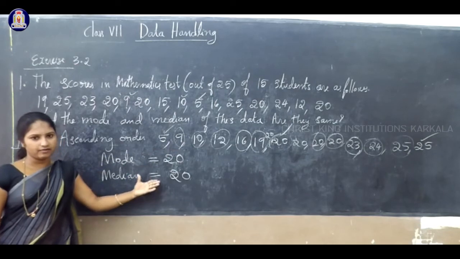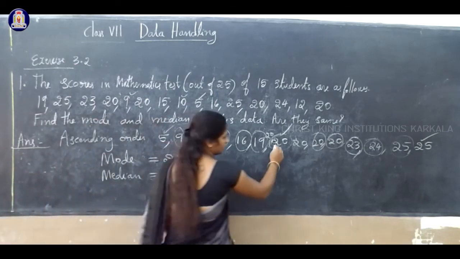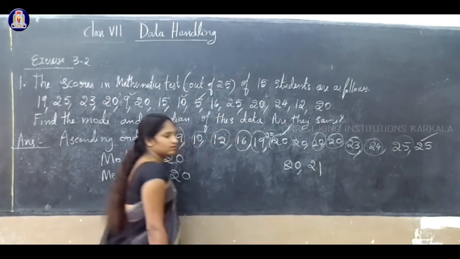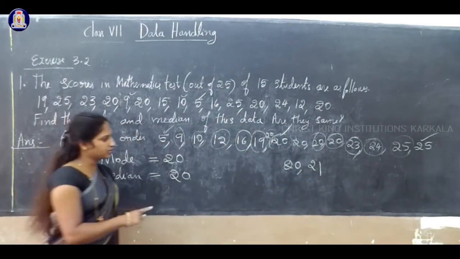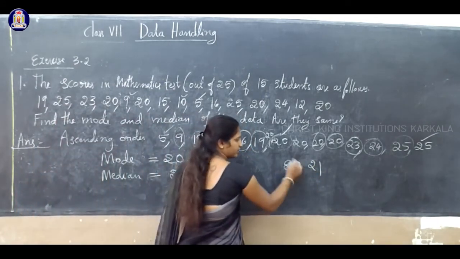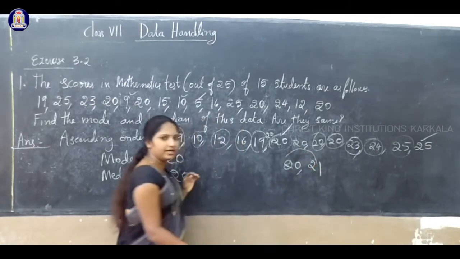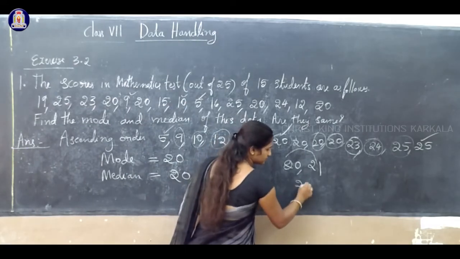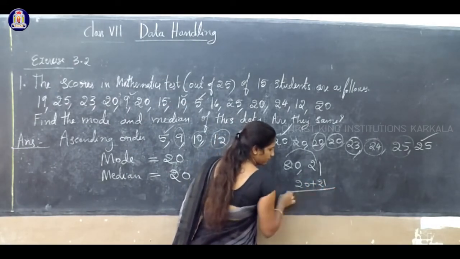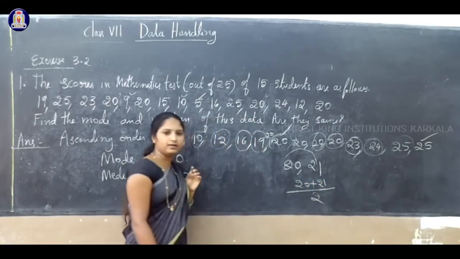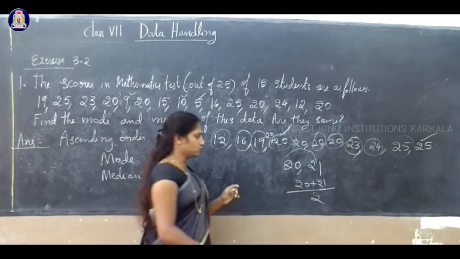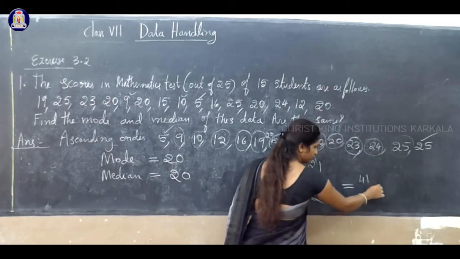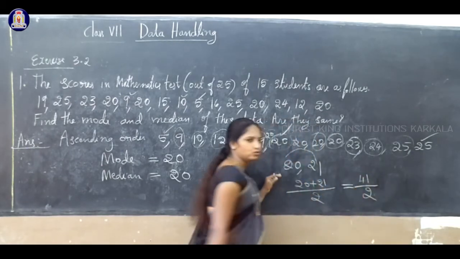Sometimes we get two numbers in the middle, for example 20 and 21. So then how to find the median? We have to add these two: 20 plus 21 divided by 2. That means 20 plus 21, that is 41, divided by 2.